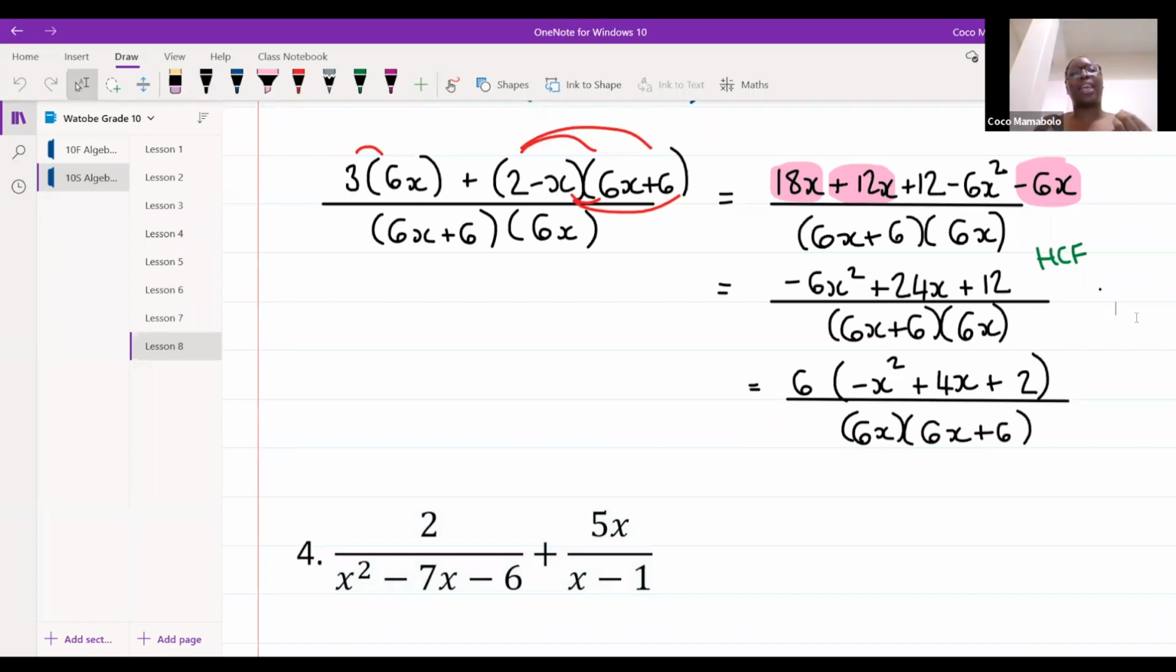Braden, in this case, yes. And the reason why I have to do that is because this 6 and that 6 are common at the top and at the bottom. So what am I going to do with them? I have something common at the bottom and something common at the top. What's going to happen? They're going to cancel, that's it. The 6 and the 6.